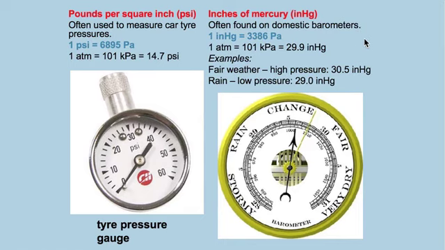Another one you might see, especially in things like barometers, is inches of mercury. So this is a barometer that will tell you what the weather's like based on the pressure, and it would be measured in inches of mercury.